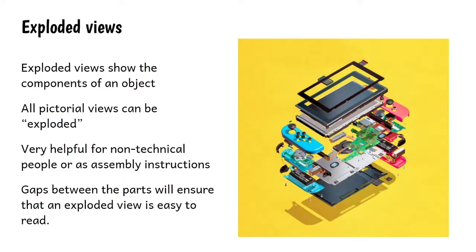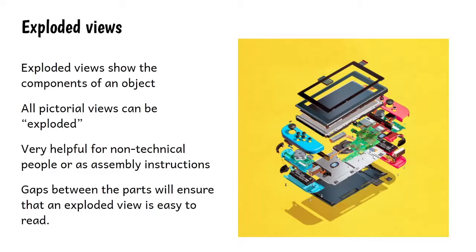I also want to talk about exploded views as well. Now you can take any pictorial view, oblique, isometric, whatever, and you can explode it. This happens to be an exploded isometric. And an exploded view is when you pull apart all the components and you show what's going on inside of a product or an environment or something like that. It's really helpful for non-technical people, and it's really great for assembly or disassembly instructions.